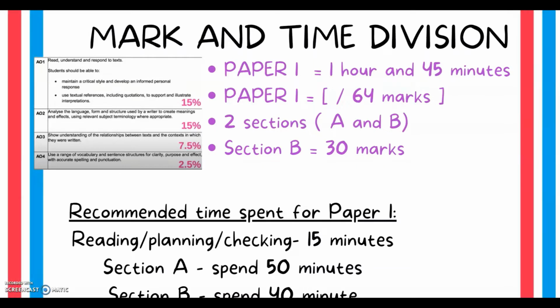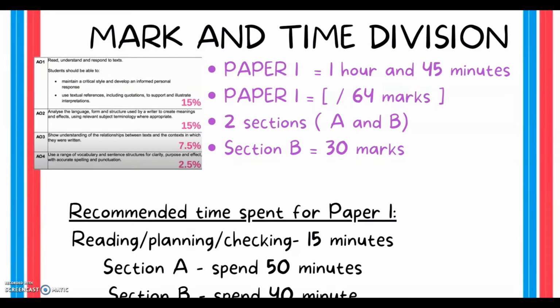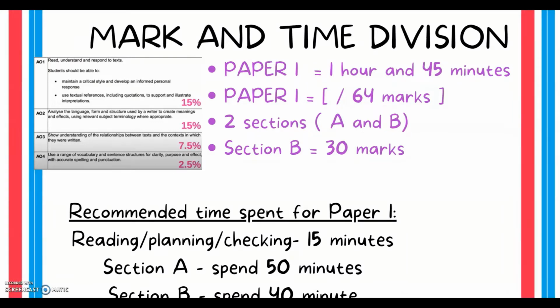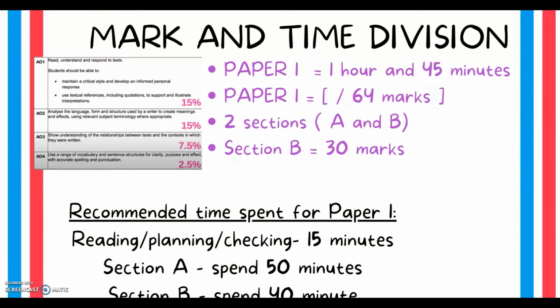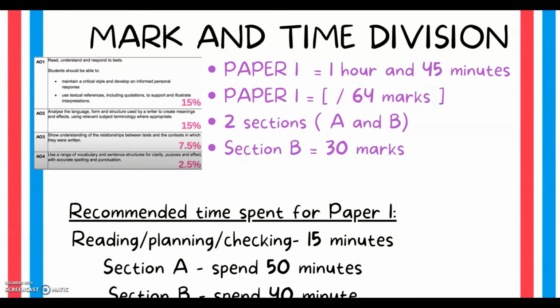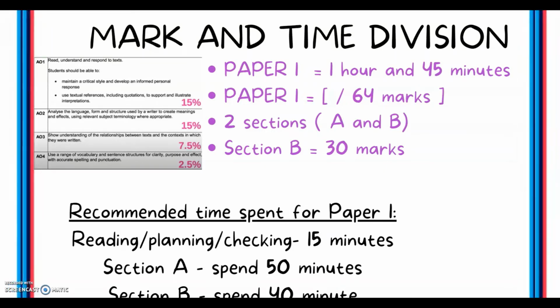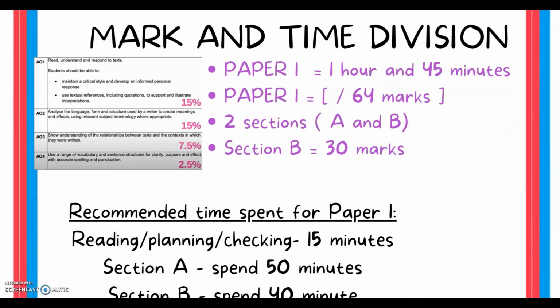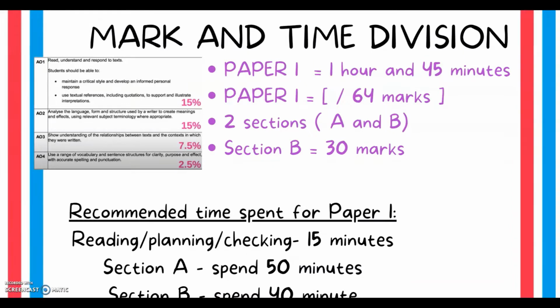So for paper 1, you have 1 hour and 45 minutes. As I said, it's out of 64 marks, and there's 2 sections, Section A and Section B. Section B is 30 marks. Now for the recommended time spending, I would suggest, as I did in my previous Section A video, 15 minutes for reading, planning, checking, 50 minutes for Section A, and 40 minutes for Section B.